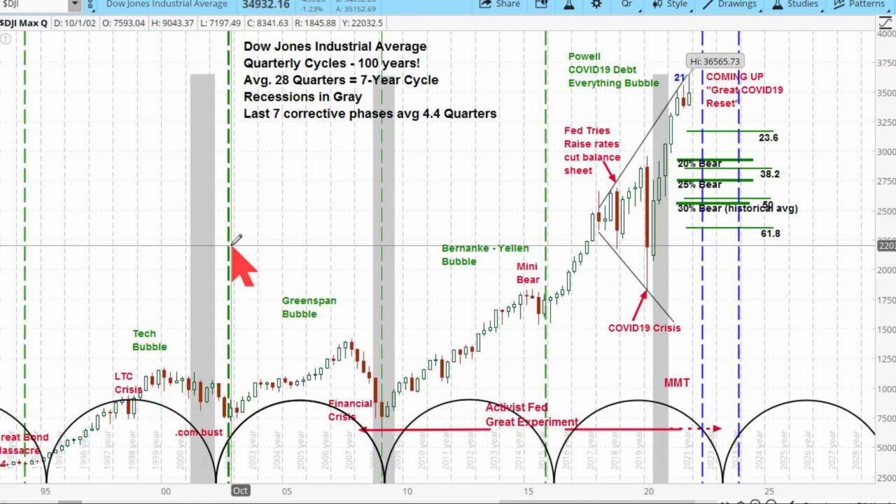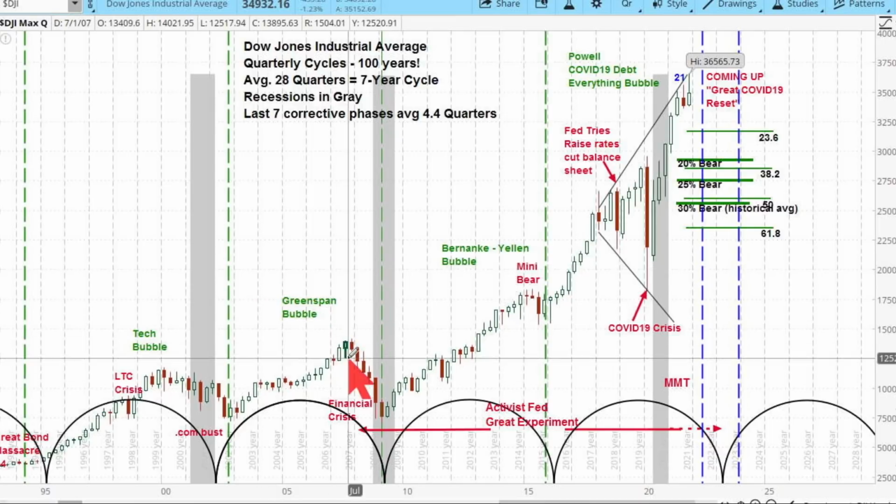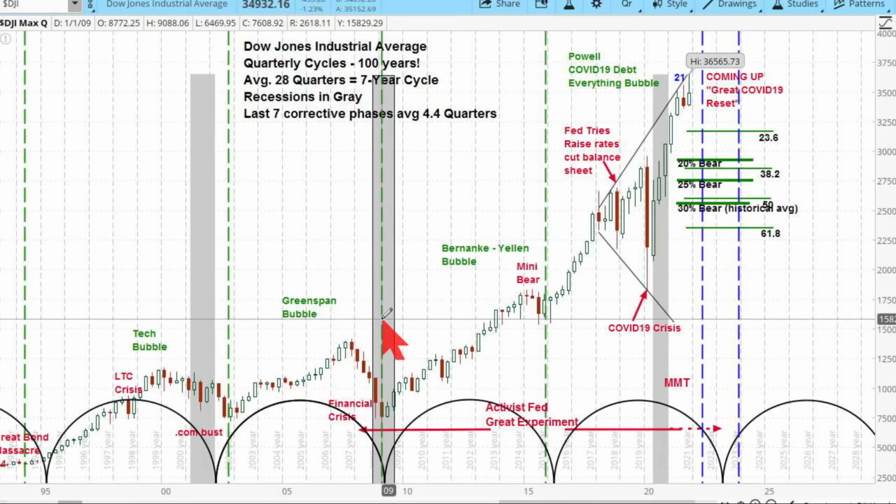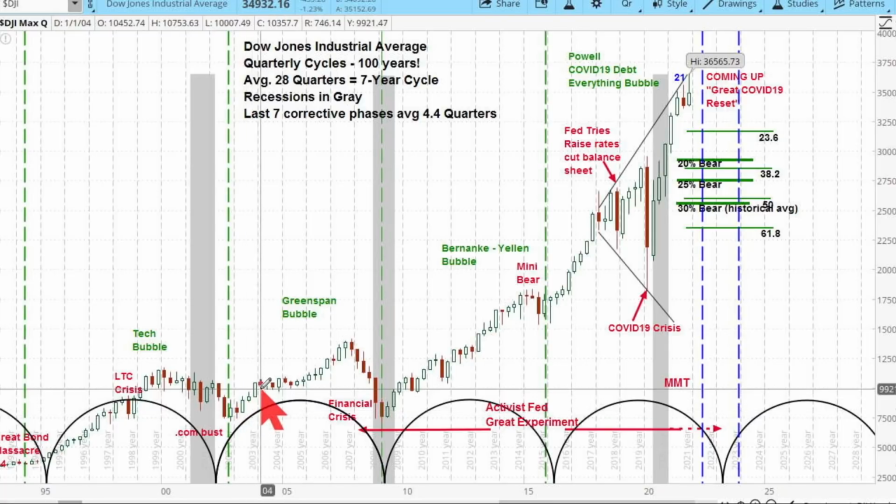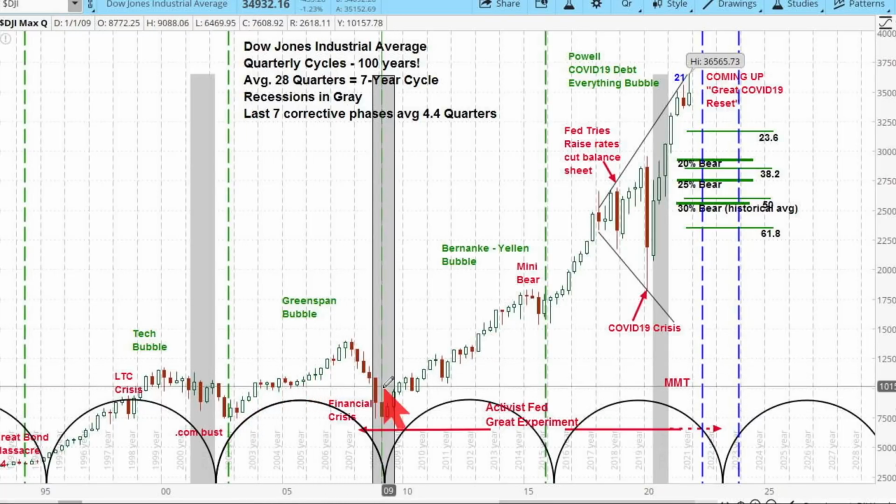Here's that 7-year cycle, right at the bottom. You can see 28 quarters from the Greenspan bubble and the great financial crisis. You can see that. So it was a beautiful cyclical pattern.